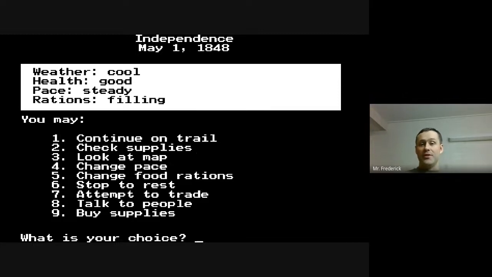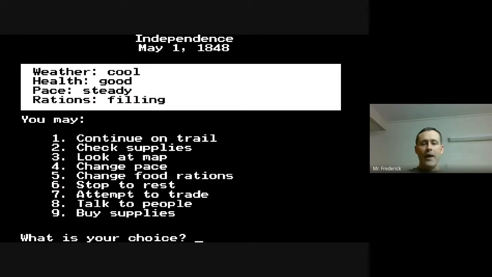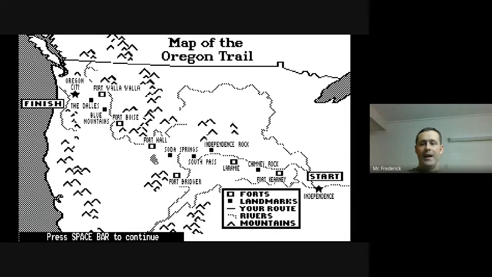First, I can continue on the trail. That just means keep going. 2, I can check supplies. Let's take a look at what these all look like. There's everything I have in my inventory, all the stuff I just bought at Matt's General Store. I can look at my map and see where I'm at by pressing number 3. I have a long way to go. I'm all the way over here.